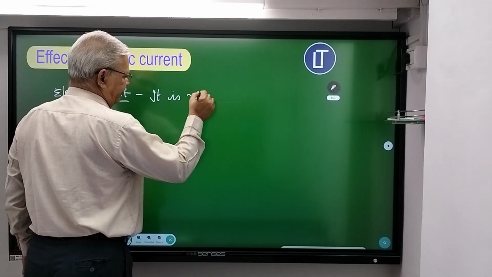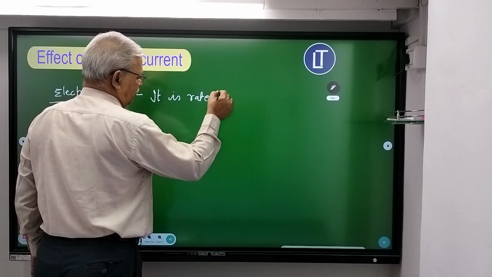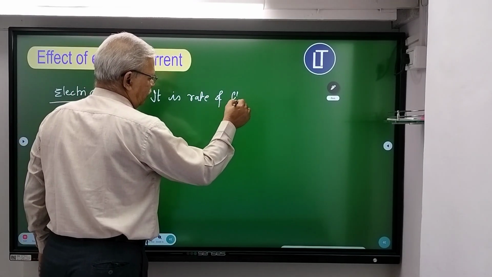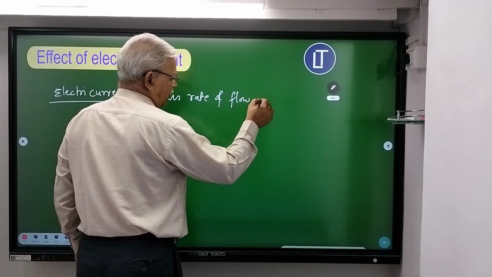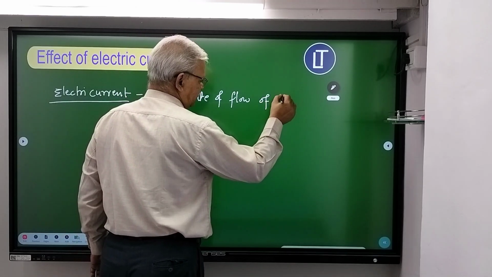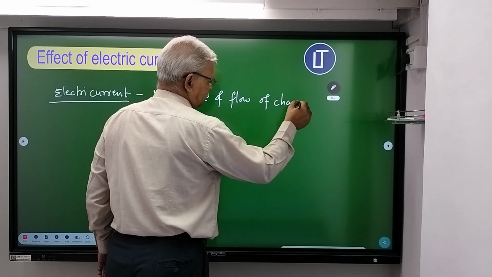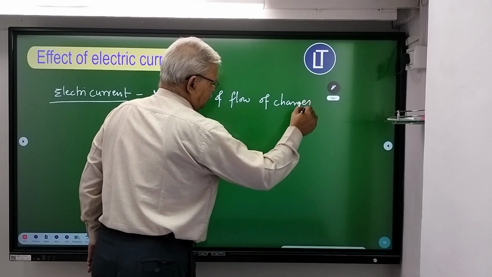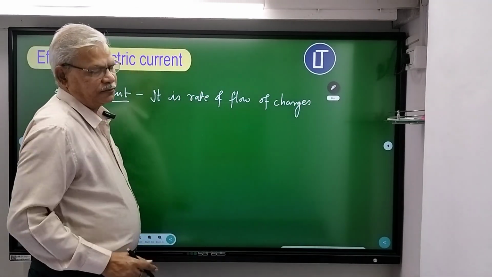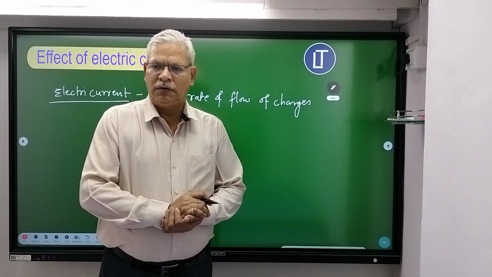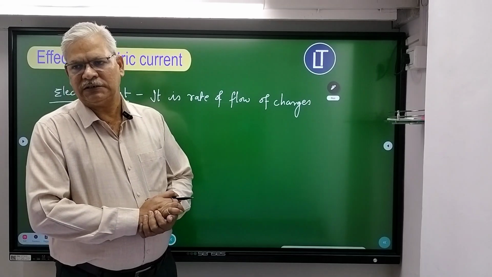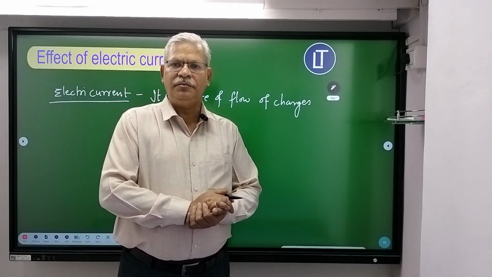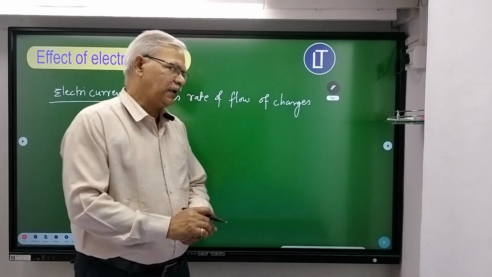It is the rate of flow of charges. Rate means with respect to time. Means flow of charges with respect to time is called electric current.